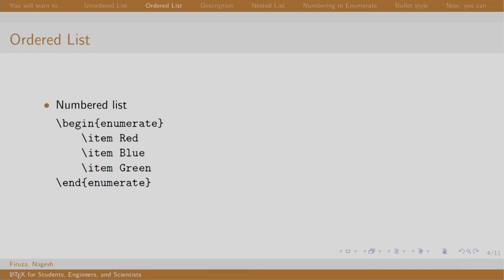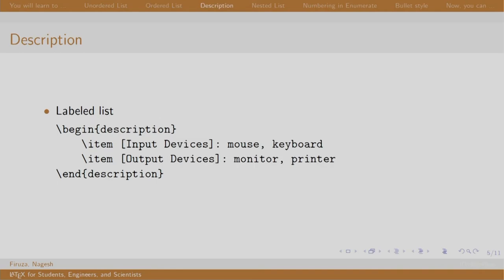Ordered lists are numbered lists. We create them using the enumerate environment. The rest of the commands remain the same.